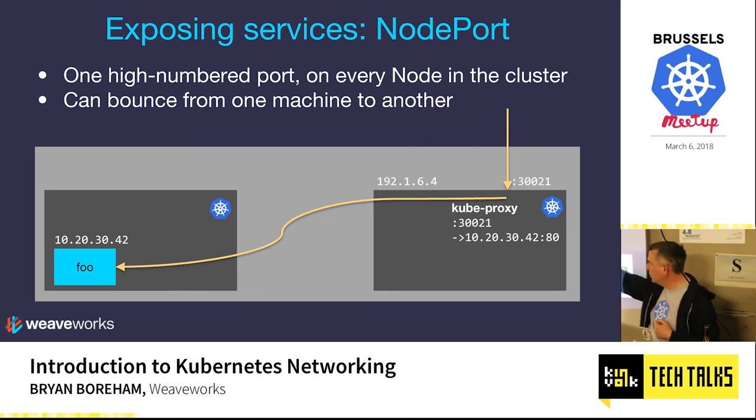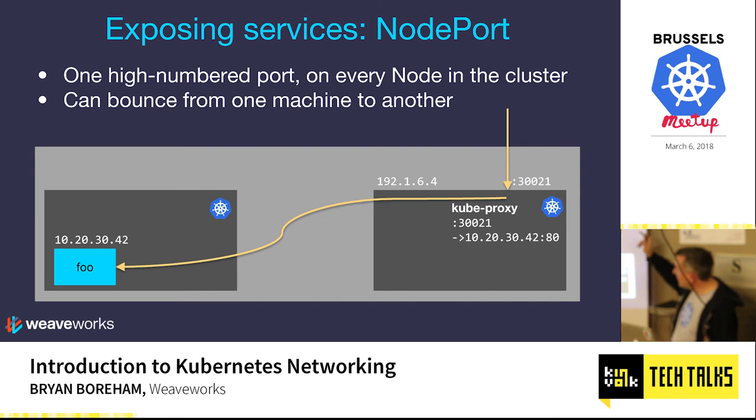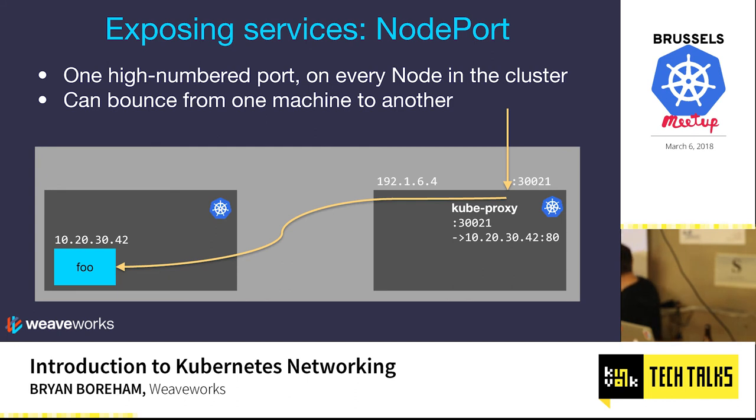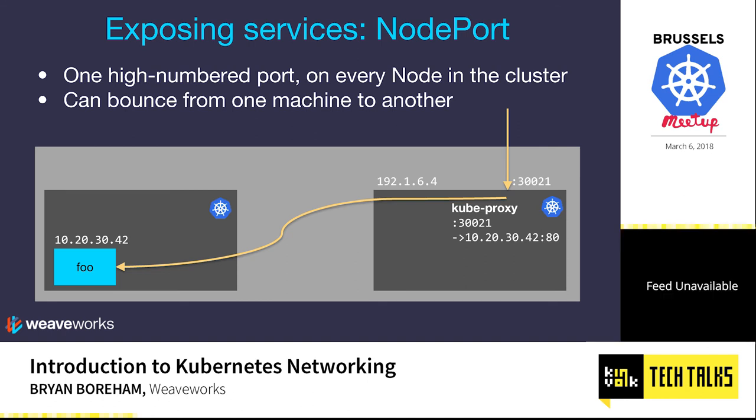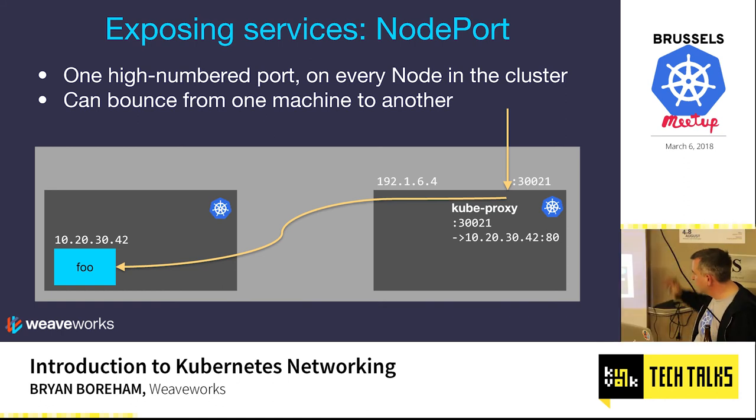It's on every node. It should be like nodes port, but Kubernetes has a problem with plurals. So if you hit a node where the service is not running, it will bounce it across. It's all done with IP tables rules. In fact, by default, it will bounce it across even if you are running one on this node, randomly. The default implementation is optimized for fairness, so it'll just go bouncing across your nodes willy-nilly. That's node port. Okay?